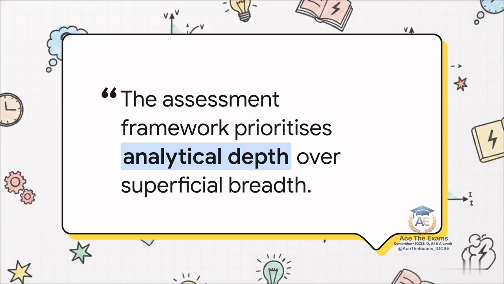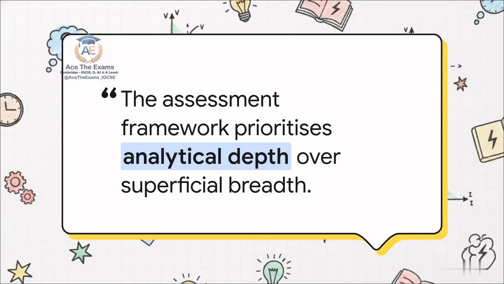Top students use a framework like PEEL: point, evidence, explanation, link. So, for a filament lamp, you don't just say, it curves. You articulate that as current increases, the temperature of the filament increases. This causes greater lattice ion vibration, which leads to more frequent collisions with electrons. That increases the resistance, which causes the gradient of the graph to decrease. Boom. That's analytical depth.